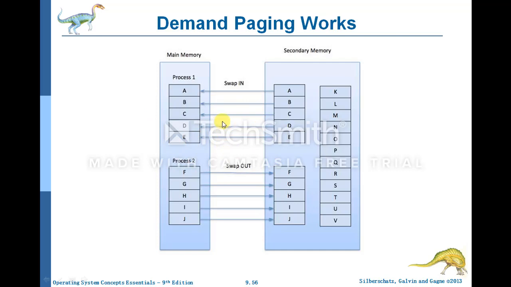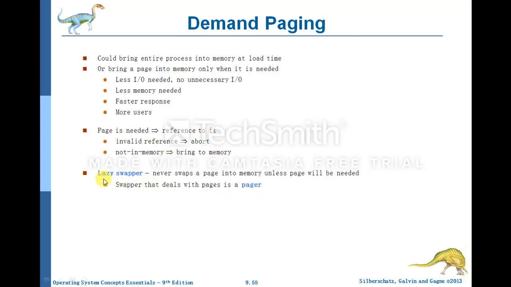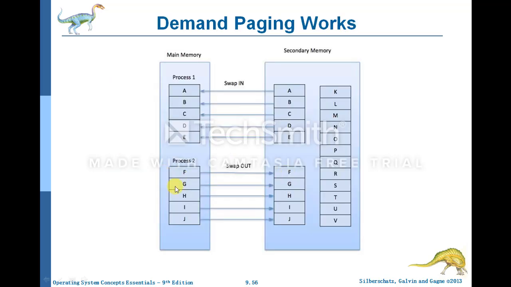Okay, so let's move back. A lazy swapper never swaps a page into memory unless the page will be needed. So you will only swap a page in here if the pages are being needed in the memory. But if it is not needed, the memory will send it back to the disk. Okay, so that is how demand paging works.